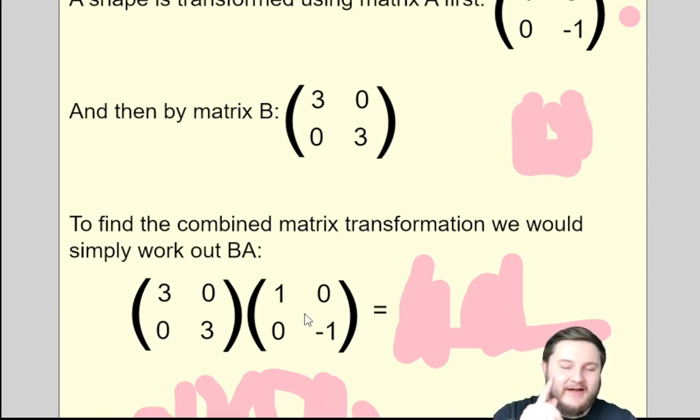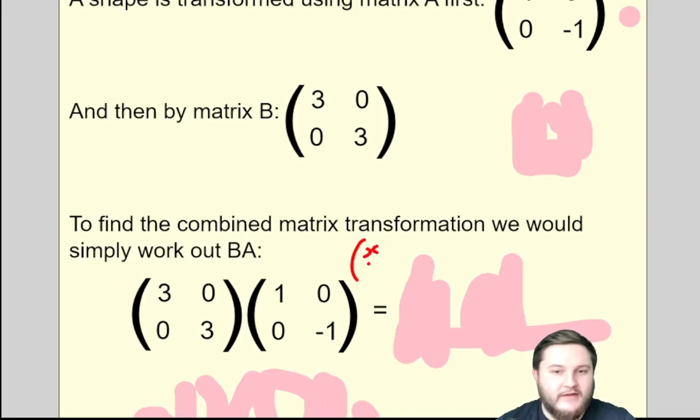Basically, the reason why you have to do it this way around is, if you imagine a coordinate xy on this end of the whole thing, this coordinate is going to interact with this matrix first, isn't it? Because they're next to each other. When you multiply them together, they have to be next to each other. So these two are going to interact first, then it's going to interact with this one.